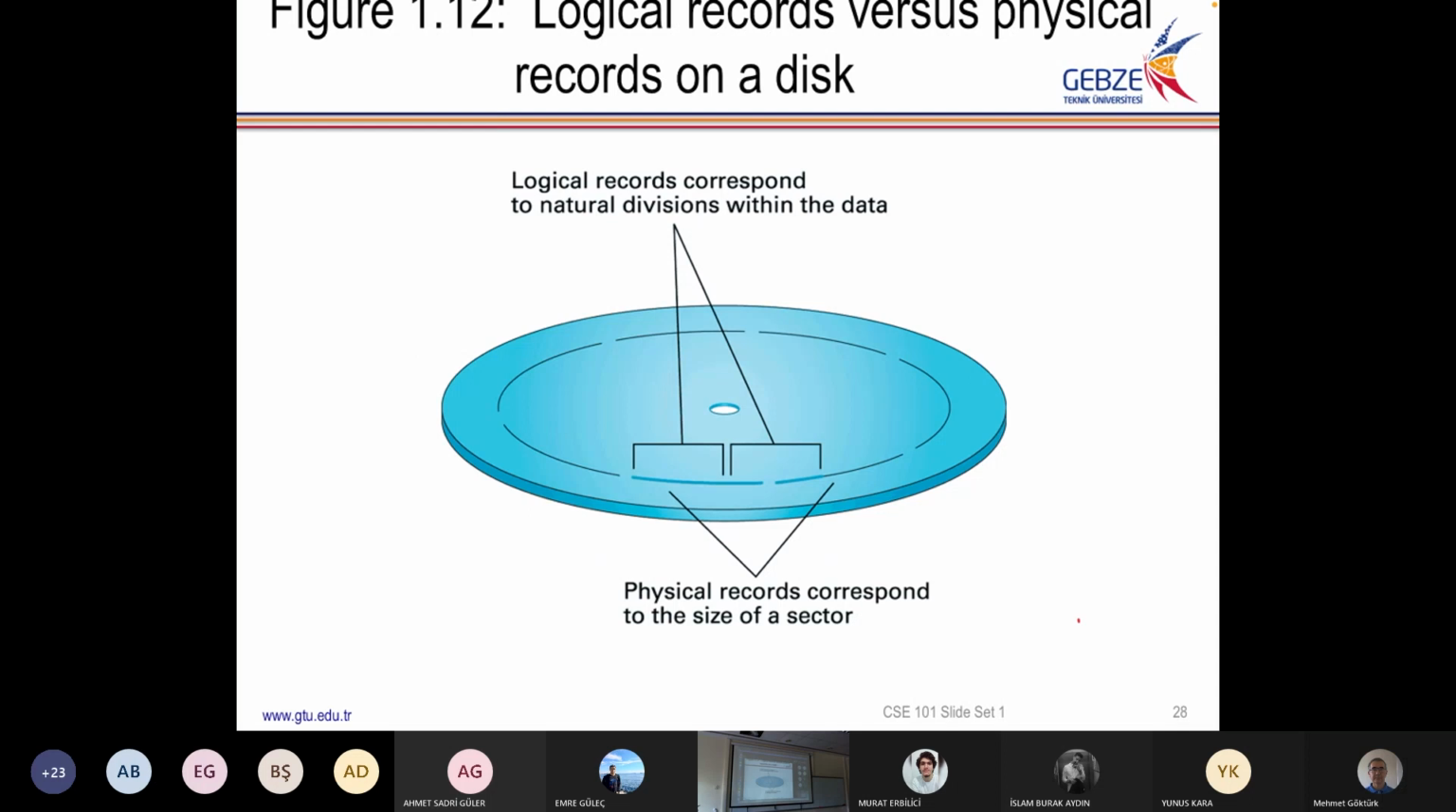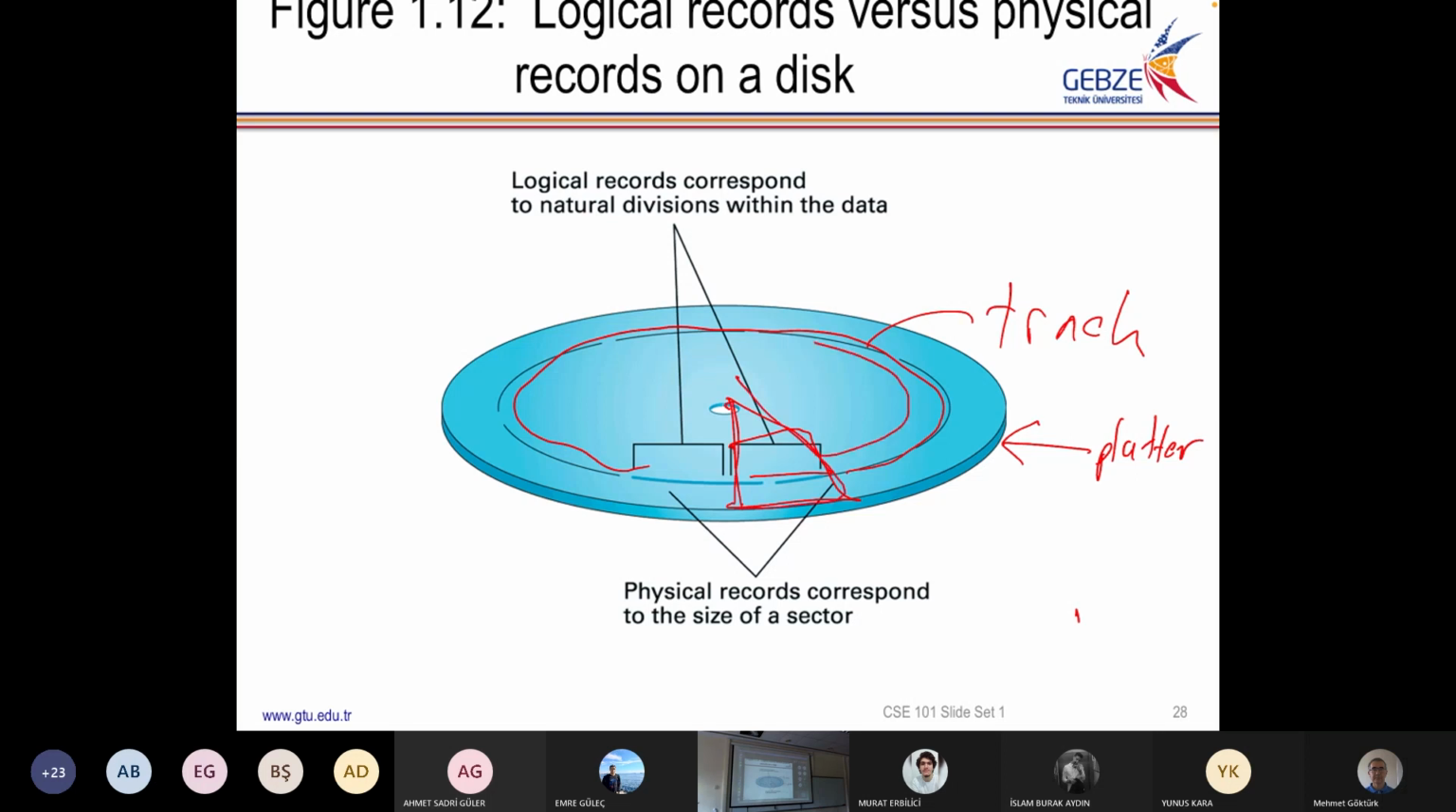Each location is called a sector. These are called sectors. And this is called a track. Your hard drive may have more than one plate. This is called a platter. This is a track. And this one, track, is sometimes called a cylinder in some places.